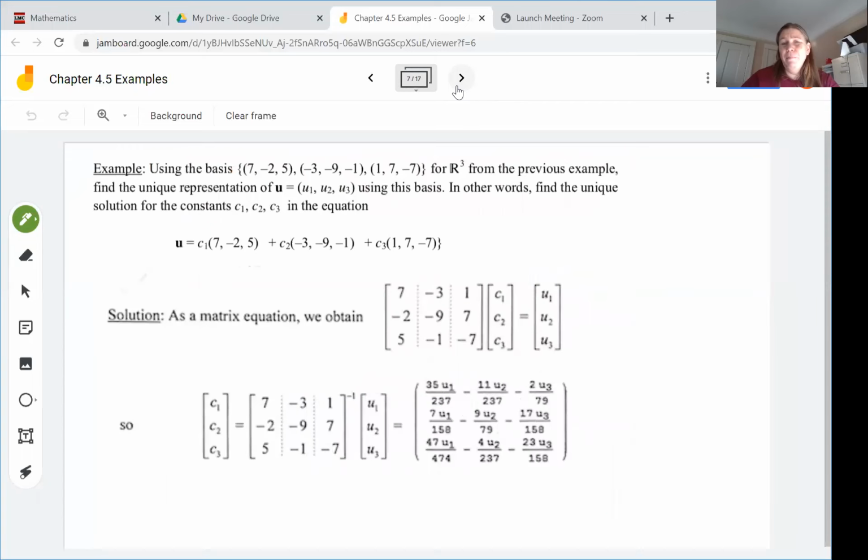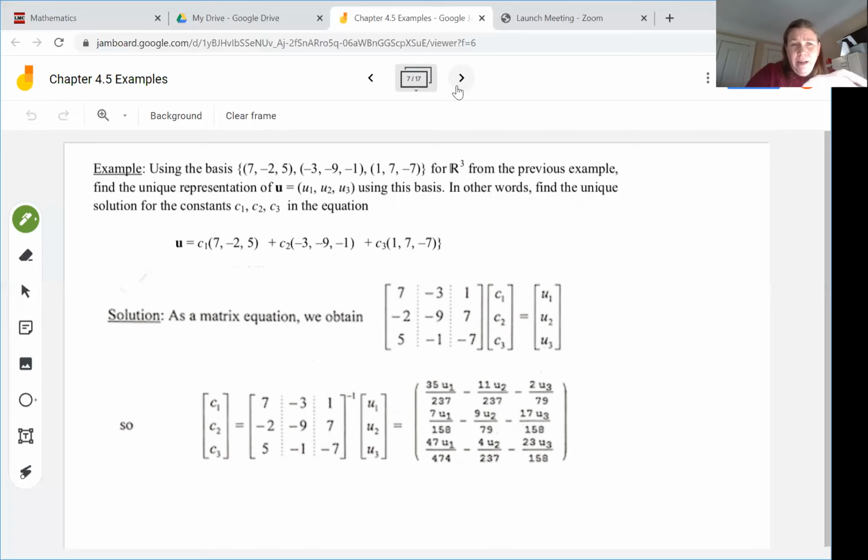So let's take a look at an example modeling this. Using this basis that we saw in a previous example, we showed that this was linearly independent and spanned R3, so it meets the definition of a basis. We are going to find the unique representation of u, where u is generic in terms of u1, u2, and u3, using this basis. In other words, we are going to find the unique solution for the constants c1, c2, and c3 in terms of the components of u. And then for an arbitrary vector, you could plug in the components in place of u1, u2, and u3.